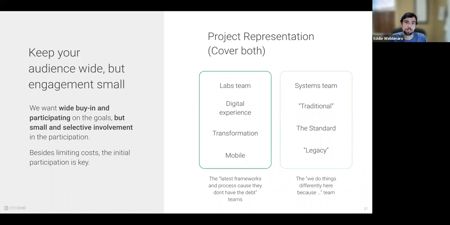So where we see the greatest success in a POC is to pick two very distinct project types, and you want both of them. You can have more of each if you want, but at least one of each. The one is the dream team, right? So this is in the green box there.